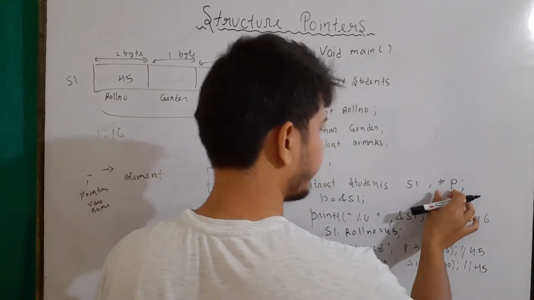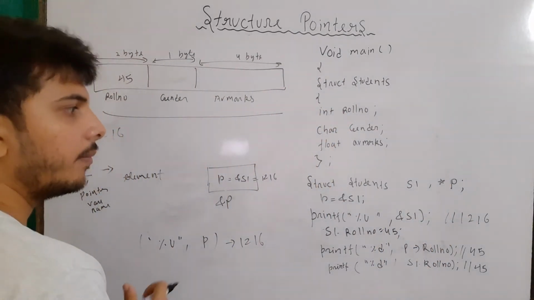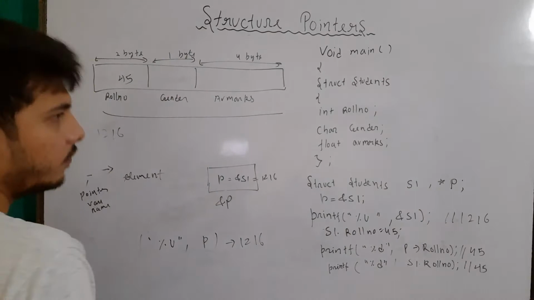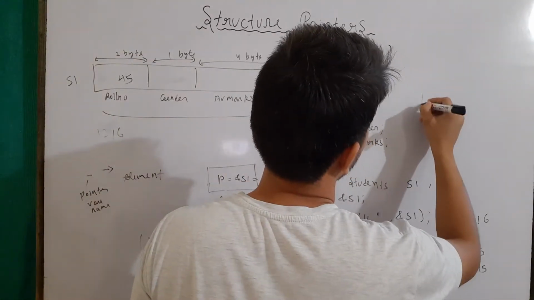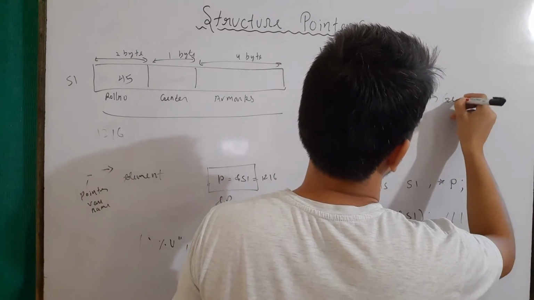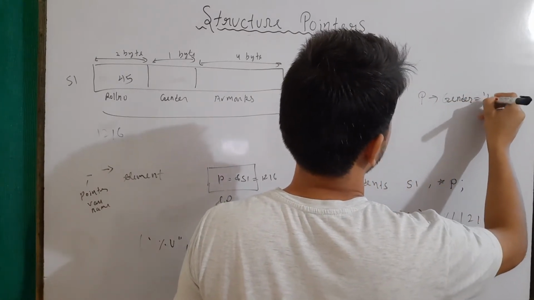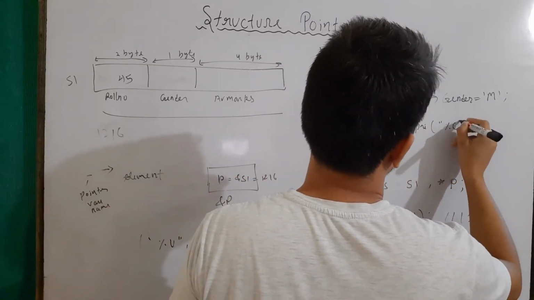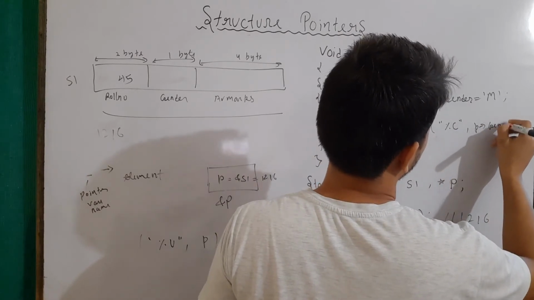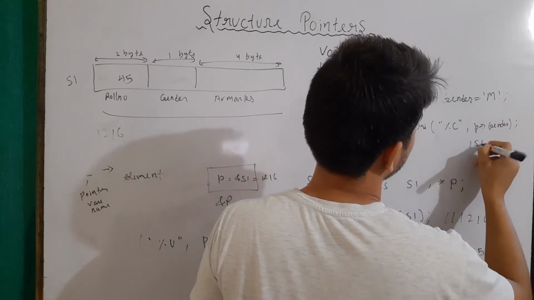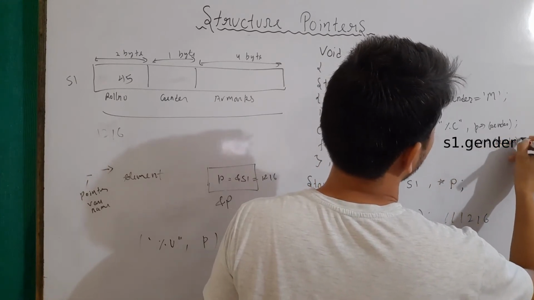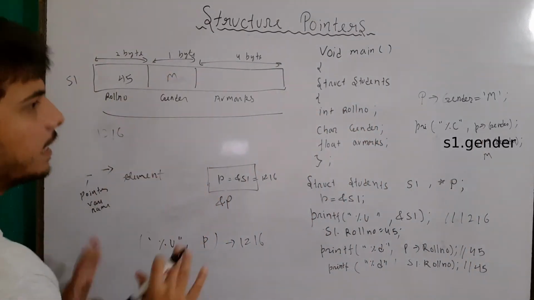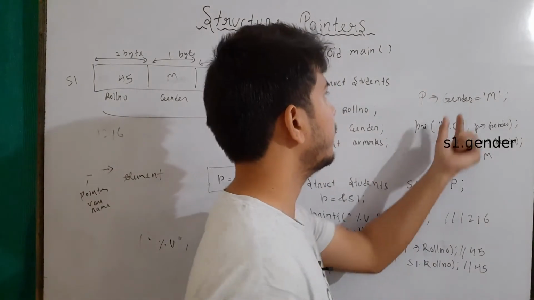So using a structure pointer variable, we can take the address of any structure variable, get the values and also change them. For example, let's say I want to change the value of gender using the pointer variable. Then I can write p arrow gender equal to, let's say, 'm'. After that I write printf %c and p arrow gender, or I write S1.gender. Both will give me output as m. Why? Because this particular location has been changed by our pointer variable p.